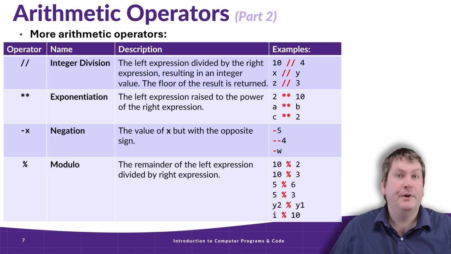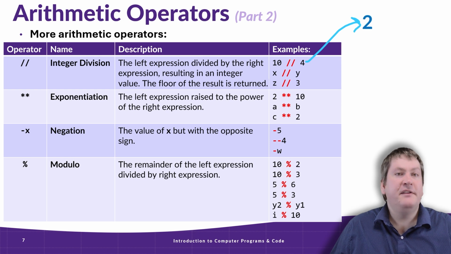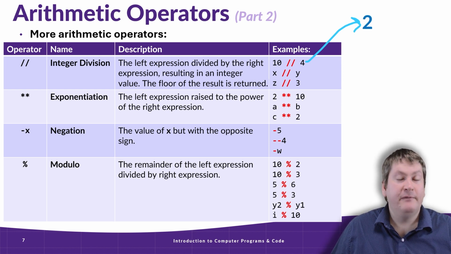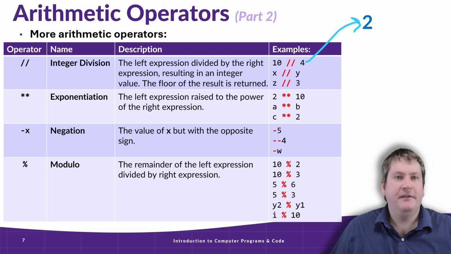Here are a few more arithmetic operators. They're a bit more interesting and complicated than what we just saw. The first one is integer division. It's just like the division operator, except the result is always an integer value, that is, a whole number. The way this works is the floor of the result is taken, which results in a whole number. In this example, 10 divided by 4 would normally return 2.5. But with integer division, the floor of this result is returned, so the result is just 2 in this case.